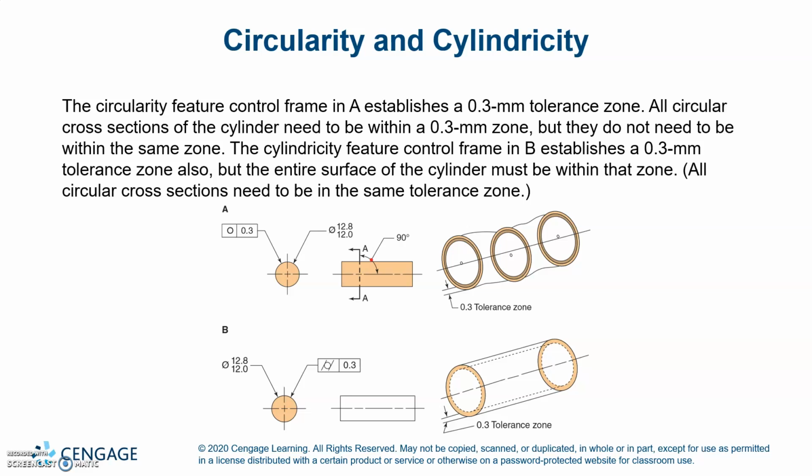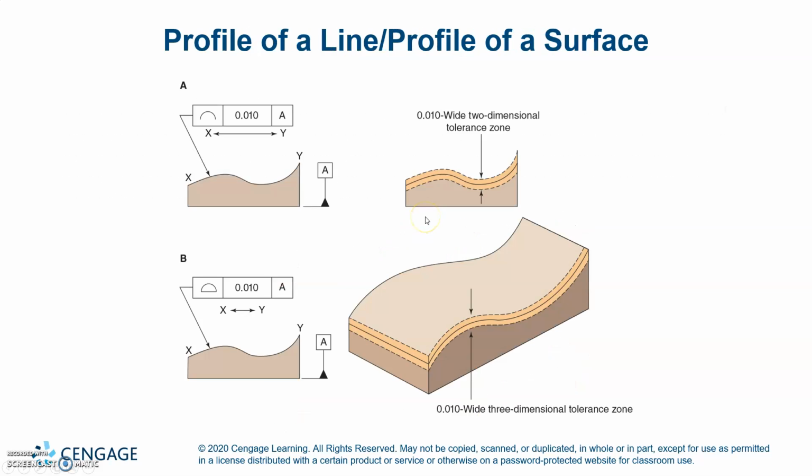The cylindricity feature control frame in B establishes a 0.3 millimeter tolerance zone also, but the entire surface of the cylinder must be within that zone. All circular cross sections need to be in the same tolerance zone. So, as long as it's within this zone here and this zone here, then you would be good.